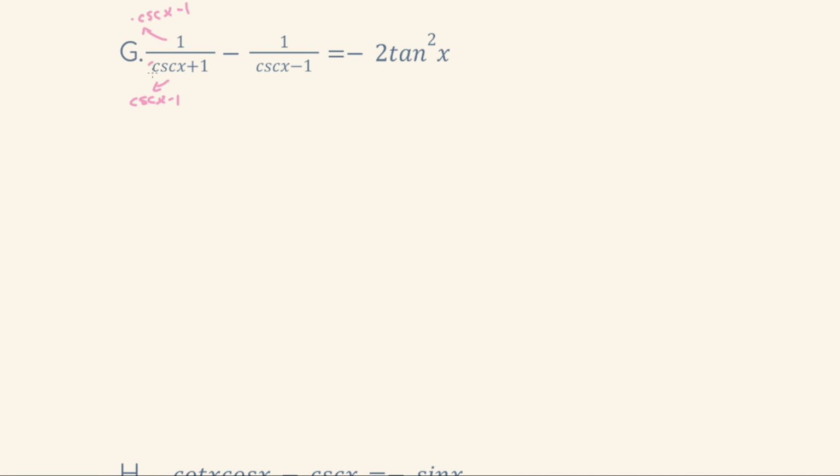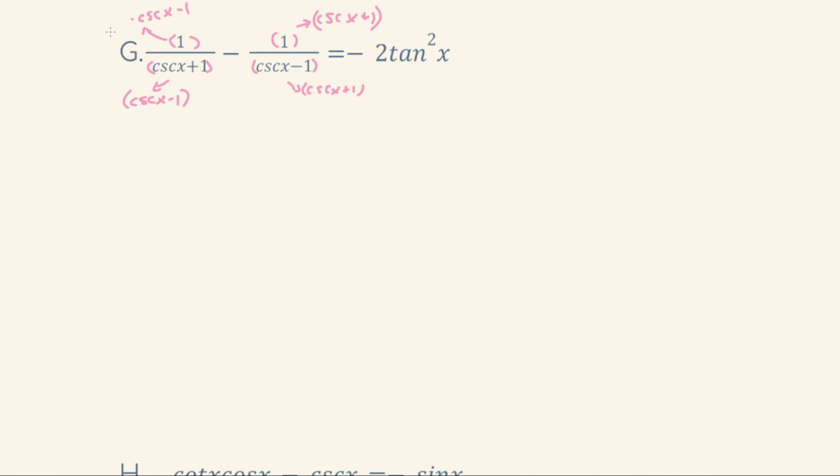Okay, the whole denominator. And here I'm going to multiply the numerator by cosecant x plus 1. And here I'm going to multiply the entire denominator by also cosecant x plus 1. Okay, what I do to the numerator, I have to do to the denominator. Okay, and same thing on this fraction. Okay, both fractions. So here on top, I have 1 times cosecant x minus 1.